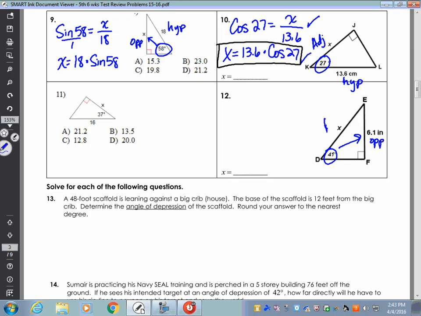6.1 is opposite. X is the hypotenuse. That is sine. Sine of 41, the angle. Always do the angle measure, is equal to opposite 6.1 over hypotenuse, x.